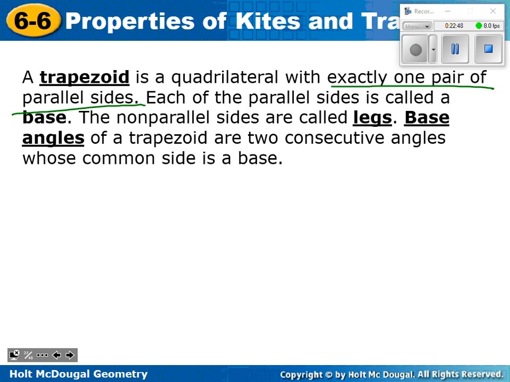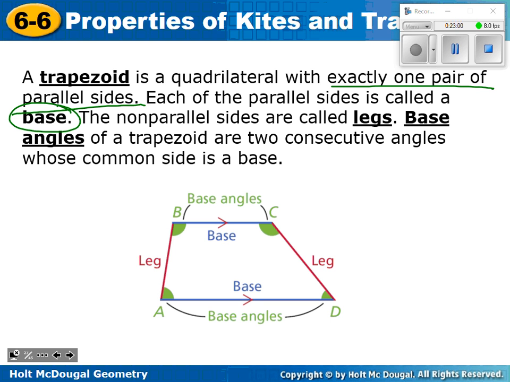And then some vocabulary for you. The parallel sides, we call, those are the bases. So when we talk about a trapezoid, your trapezoid is going to have one pair of opposite sides parallel, and those sides are called the bases. So if you look at the picture, you'll see the parallel sides are called the bases. The non-parallel sides are called the legs. So the other two sides are going to be the legs.